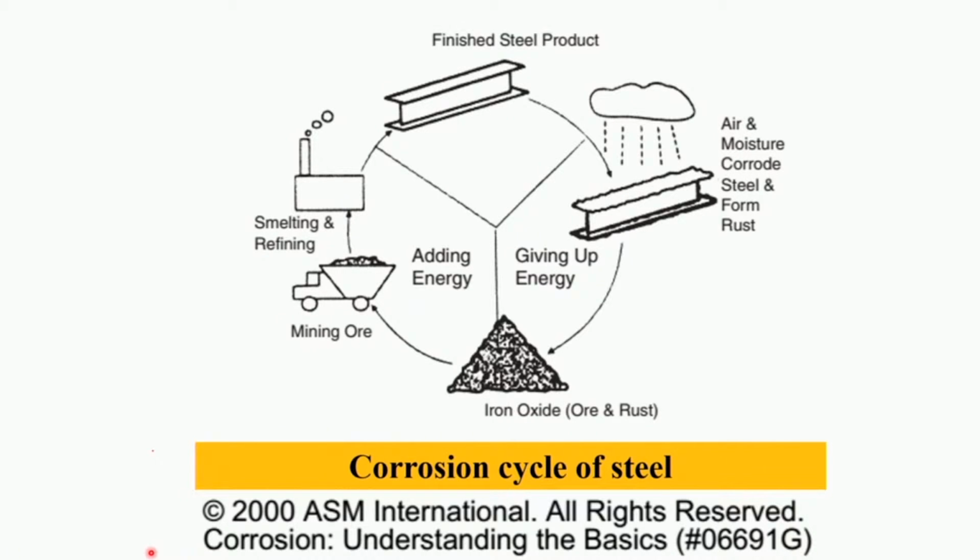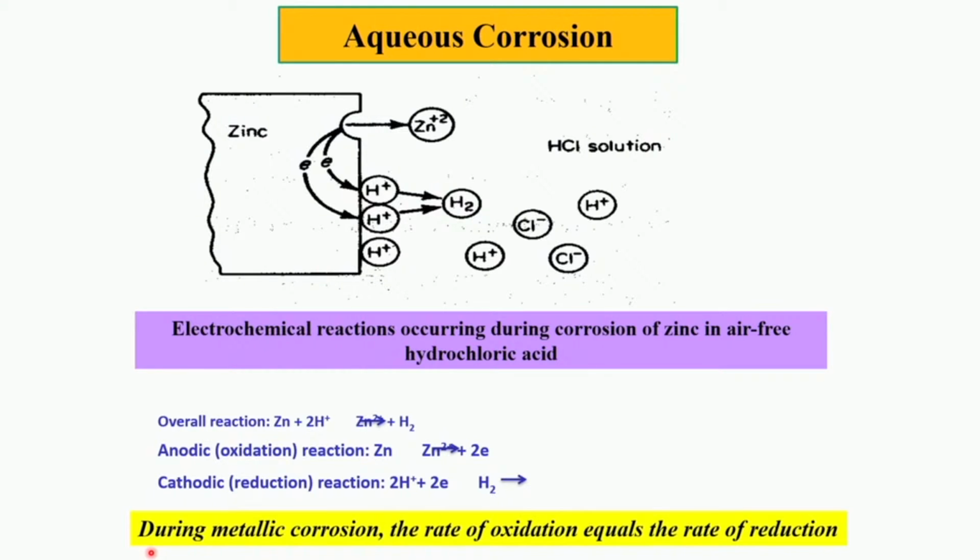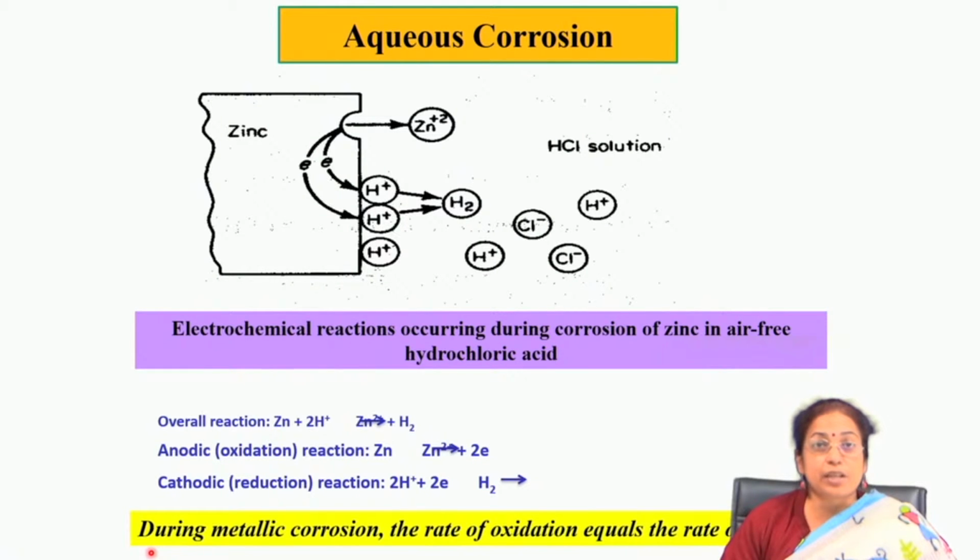So, corrosion is a natural phenomenon. It is very important that you try to avoid corrosion, so that you can save a lot of energy loss because of corrosion. If you quickly go through the different processes of corrosion, as I mentioned, corrosion occurs in three different ways. One is aqueous corrosion, the second one is dry corrosion or high temperature oxidation, and the third one is liquid metal corrosion.